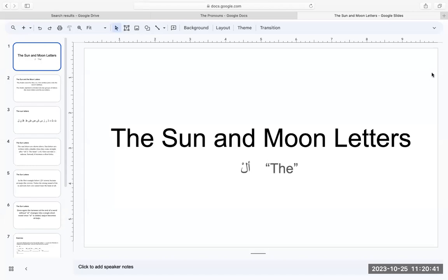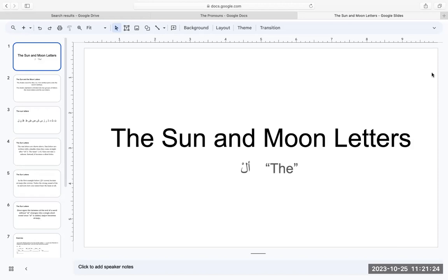In this lesson, Shabab, I'm going to talk about the sun and the moon letters. You will notice this situation in the Arabic language when you try to add alif lam, which means "the." When you try to make an indefinite noun definite by adding alif lam, usually the lam has a sukoon, as we all know. So when you add the alif lam to any noun, it depends on which letter this noun starts with.